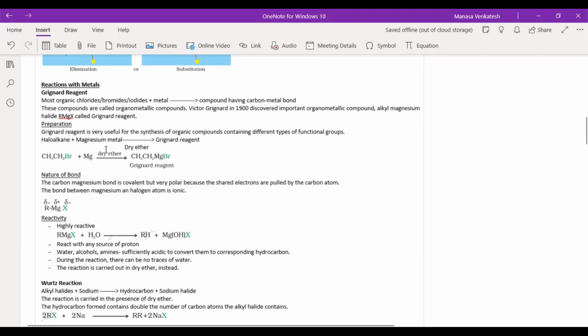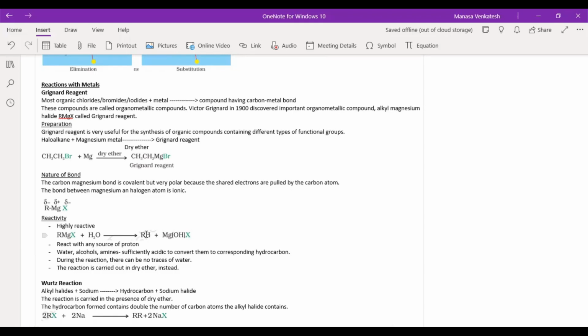That is why you have dry ether. Dry ether means even one single water molecule is not present. So dry ether is used to make sure that this reaction does not get affected and you get the proper product. It is highly reactive, and on reaction with water, we get the alkane and MgOH. This can be used for the synthesis of a hydrocarbon from the alkyl halide.